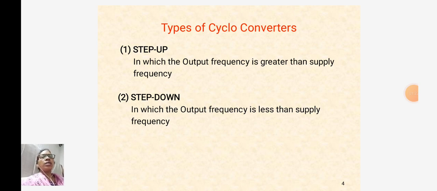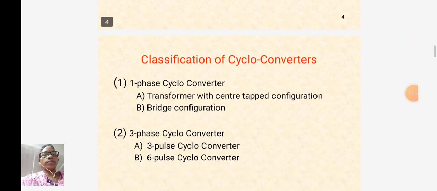The types of cycloconverters are two: step up and step down. What are step up and step down cycloconverters? In step up cycloconverters, the output frequency is greater than the supply frequency, and in step down cycloconverters, the output frequency is less than the supply frequency.